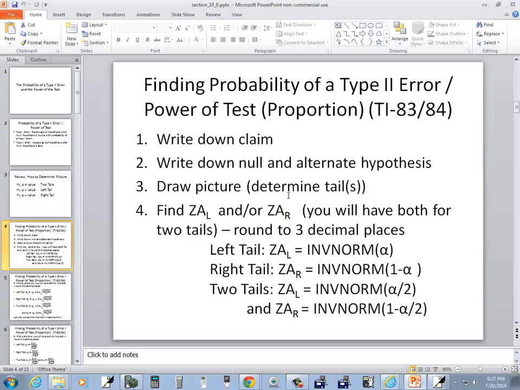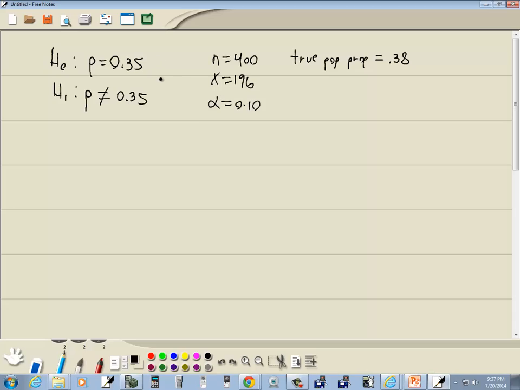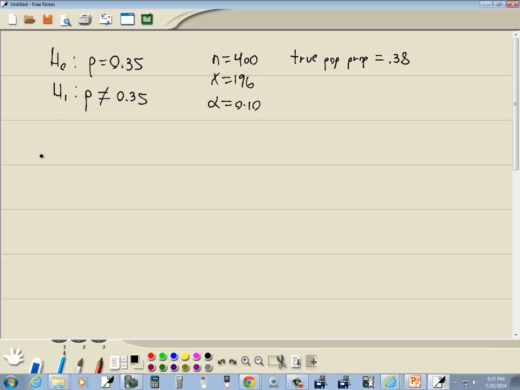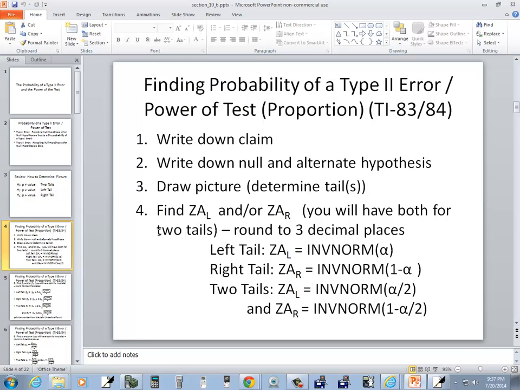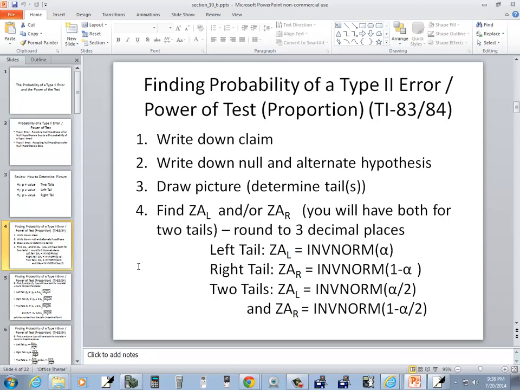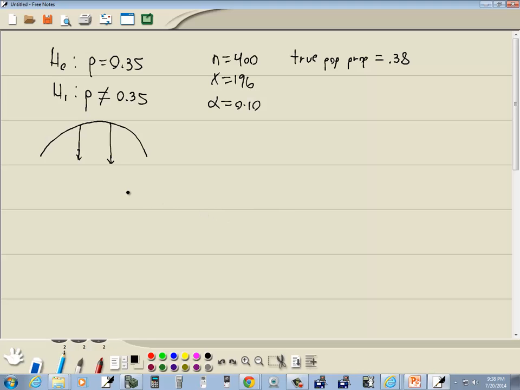So let's go through our test, or steps. Okay, write down the claim. Well, there's no claim. They jump directly to H0 and H1, which is write down the null and alternate hypothesis. Draw your picture, determine your tails. Since we got a not equal to on H1, that means we're going to have 2 tails. Right here, I talk about how do you determine what kind of tails you have. And step 4, find ZA sub L and or ZA sub R. In this one, we'll have both of them because we have a left one and we have a right one.